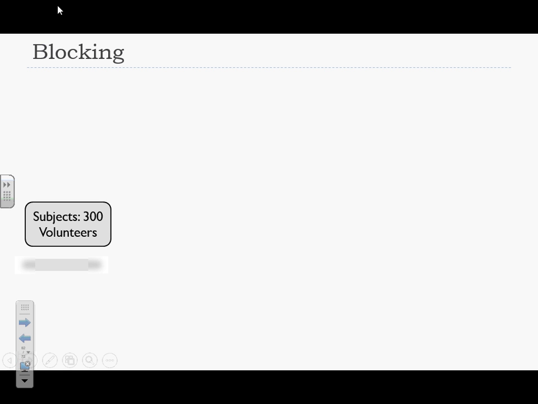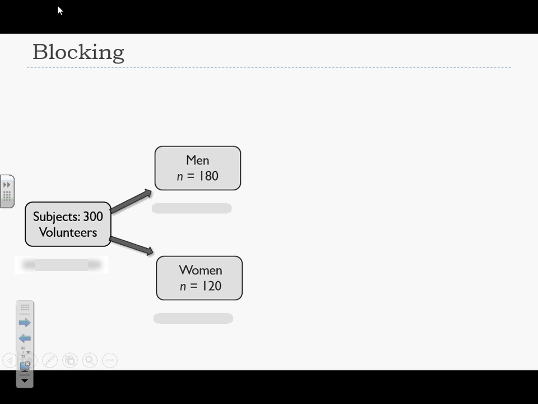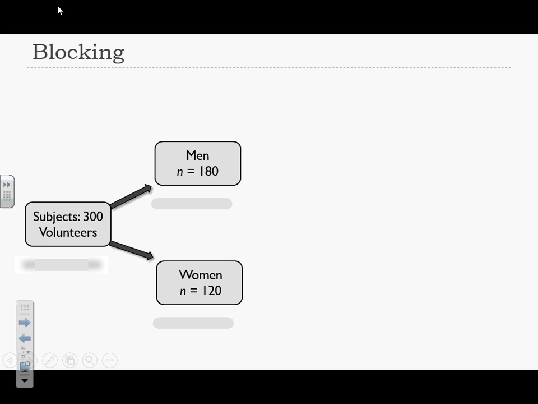Now, because men and women respond differently, what's the first thing we should do with these 300 volunteers? Break them up into men and women, right? So they told us there were 180 men and 120 women. So we're going to break them up into their two separate groups. And when you're doing this, again, when you diagram, be as specific as possible.